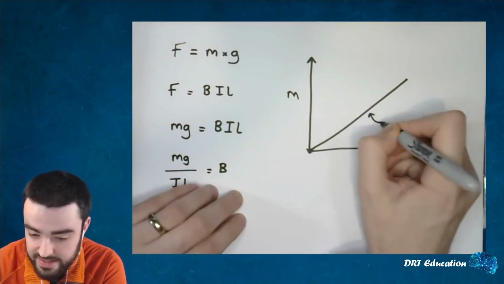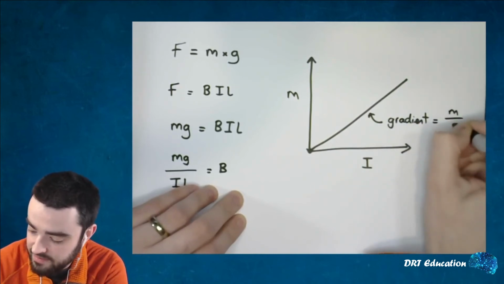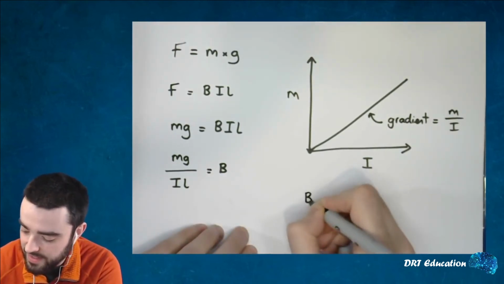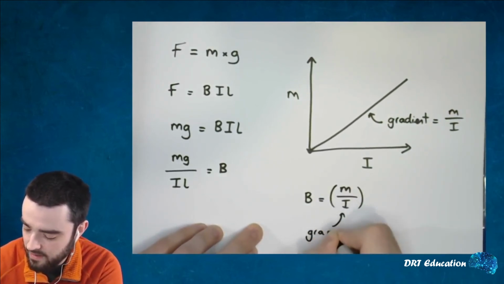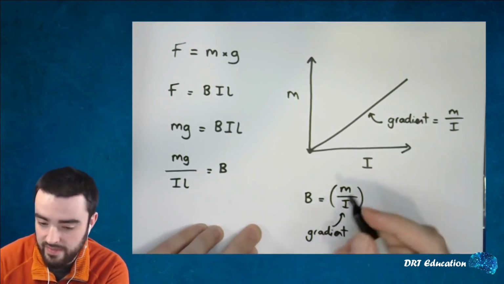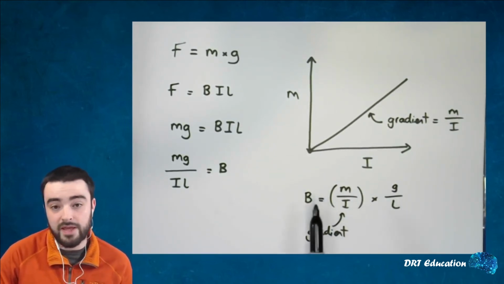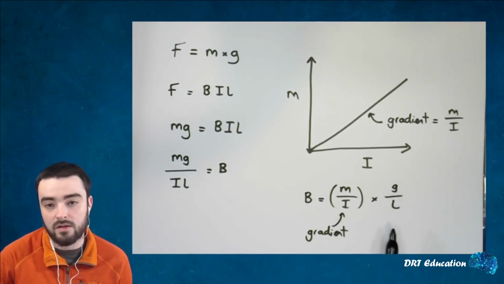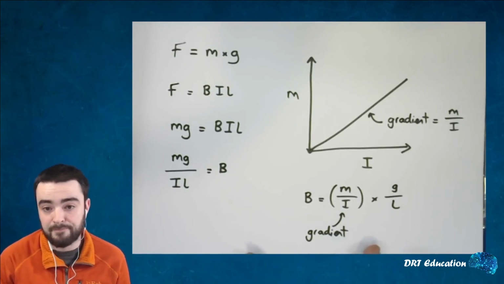So that means that the gradient of this is going to be equal to the mass over the current, or change in mass over change in current. So if we put this into the equation, B is equal to m over I, being the gradient, and then we multiply that by g over L, we can see that if we take the gradient of that graph, which we found experimentally, multiply it by g over L, then we'll have found our field density and so the strength of that magnet. So that's how you can do this experimentally.